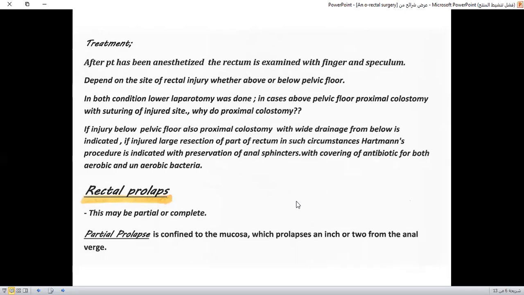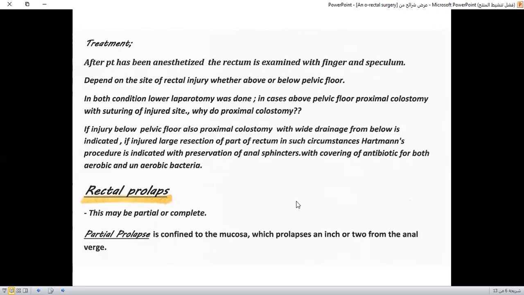The reason to do proximal colostomy is to let the injured part heal. We will do diversion of the fecal material proximal to the suturing. If the injury is below the pelvic floor, also proximal colostomy with wide drainage from below is indicated.